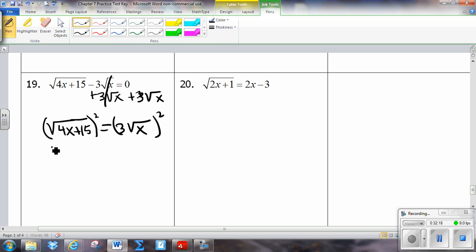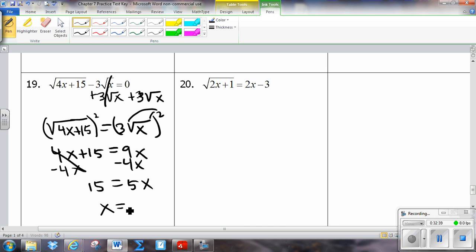Okay, squares and square roots, 4x plus 15. Make sure you square both of these parts. So 3 squared is a 9. Squares and square roots cancel, so you'll get 9x. Now it's just a simple linear equation, minus 4x, minus 4x. 4x are gone. 15 equals 5x. So x must be a 3. All right. Plug it in, it'll work out.